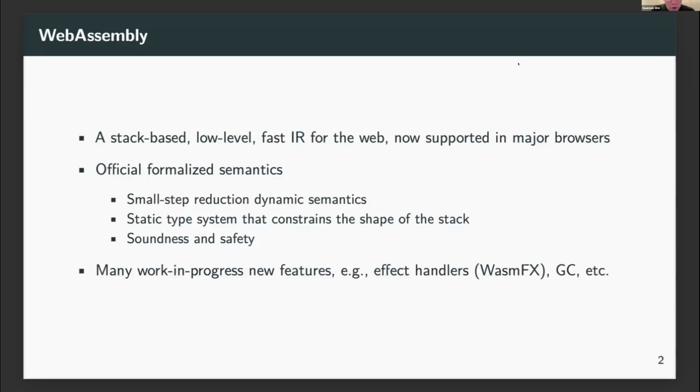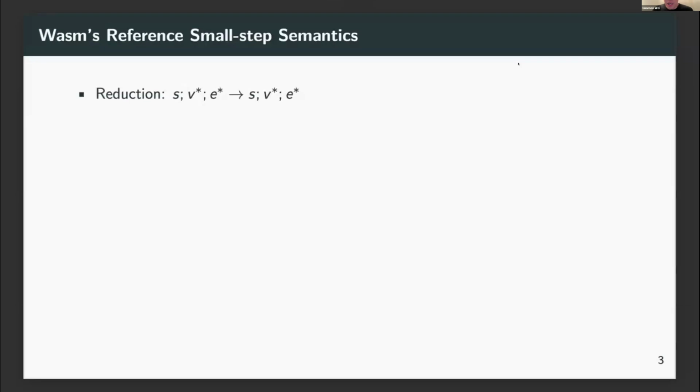There is also a lot of ongoing work built on top of this formalized semantics, for example, effect handlers, garbage collection, and many others. Let's take a look at how the reduction semantics works. The reduction semantics specifies the transition between configurations. Each configuration is basically a global store, a list of values for the local variables, and a list of instructions, E. And we can specify how they change.